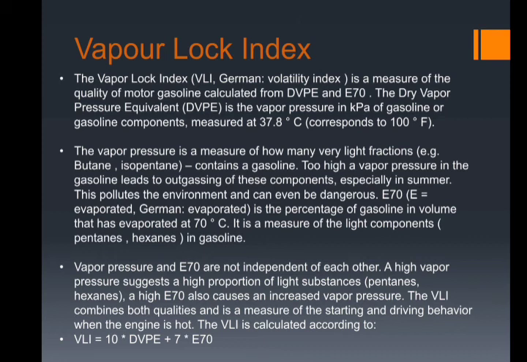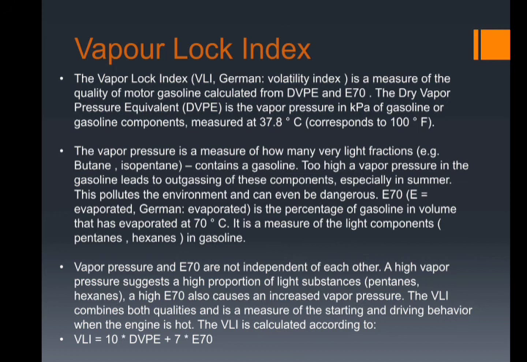The vapor lock index is usually more popular in the US. In simple words, it is a measure used to control the tendency of gasoline to form vapor lock. The measurement for VLI is calculated as per the formula I have mentioned above. The typical values range from 800 to 1250, and a lower vapor lock index is better.